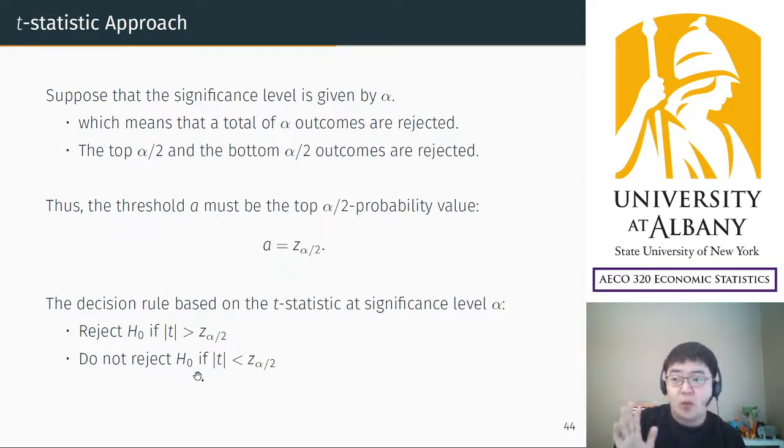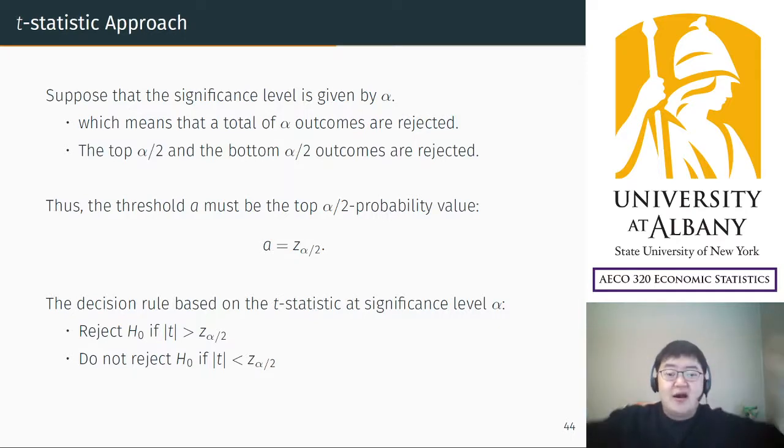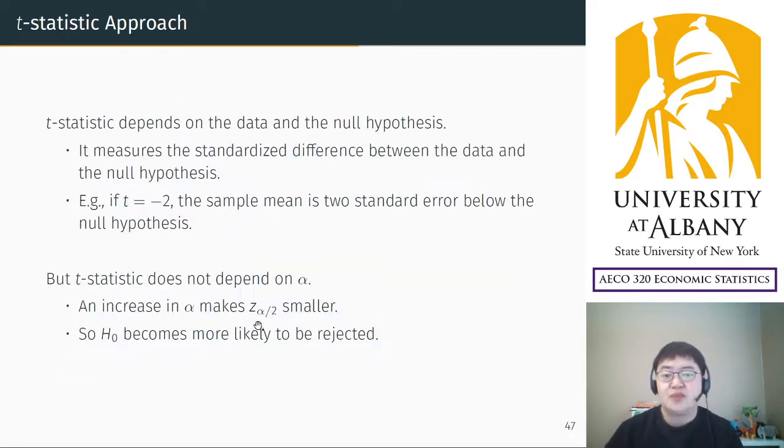Or otherwise, you may understand it this way. h0 is not rejected only when the t-statistic is within plus or minus z. If you make the interval smaller, then the null hypothesis is less likely to be not rejected, more likely to be rejected. It's more likely to be outside of the interval, so you are going to reject more. So an increase in alpha makes z values smaller, and then the null hypothesis will be more likely to be rejected. That's the same property as the p-value, but the algebra is slightly different.